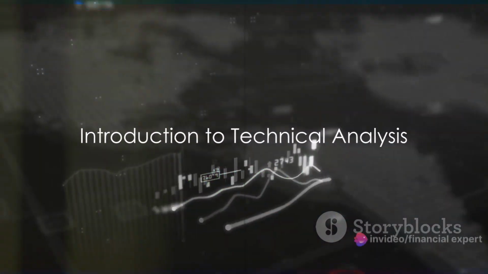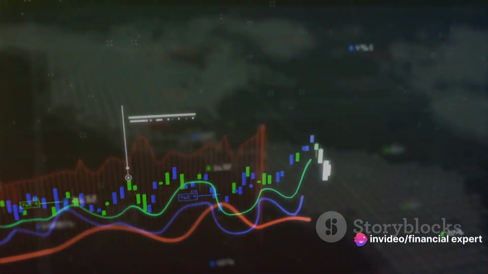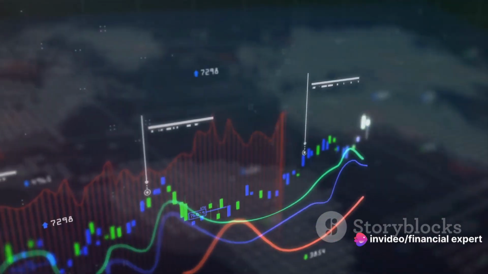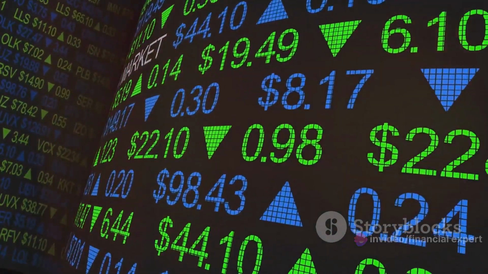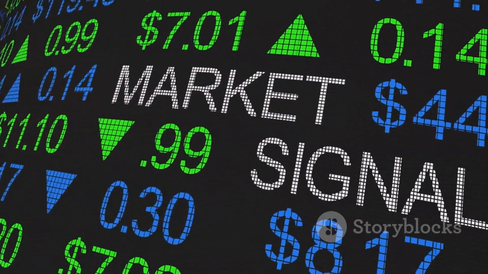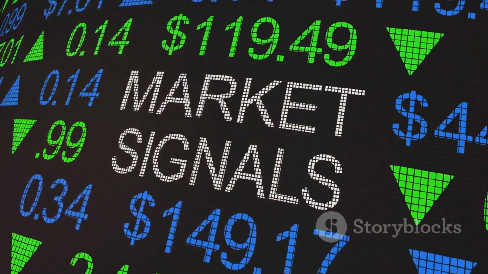Ever wondered how to predict stock market trends and make informed trading decisions? Well, you're in the right place. Welcome to the world of technical analysis. It's a field that might seem complicated at first, but don't worry, we're here to break it down for you.